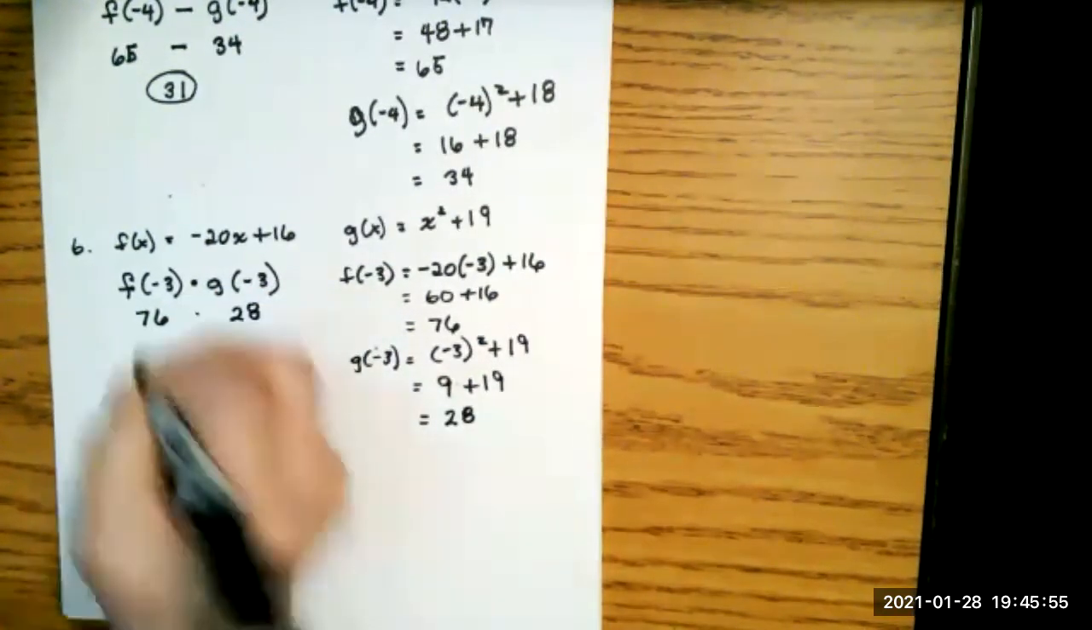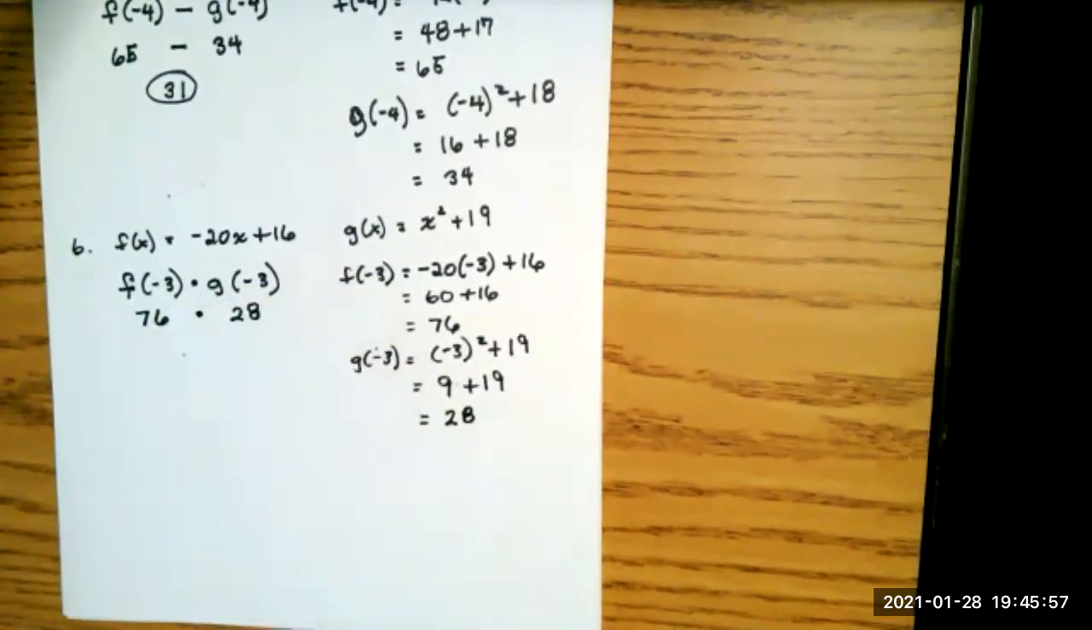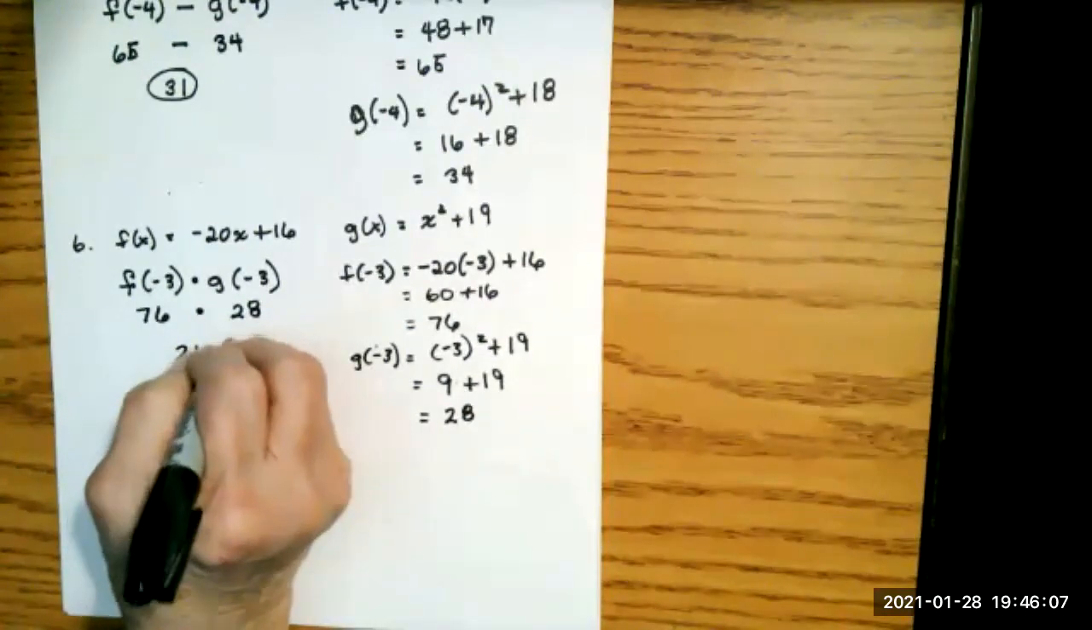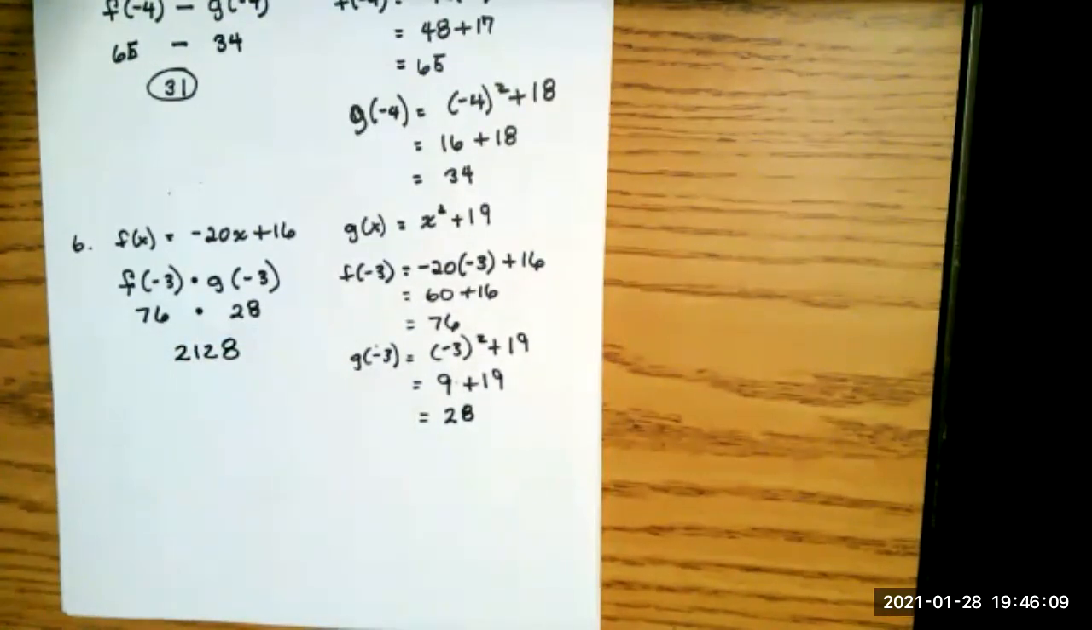And this time I'm going to multiply. So somebody multiply 76 times 28 for me and see what you get. 2128. Look at that. You've already done this ahead of me. 2128. Okay.